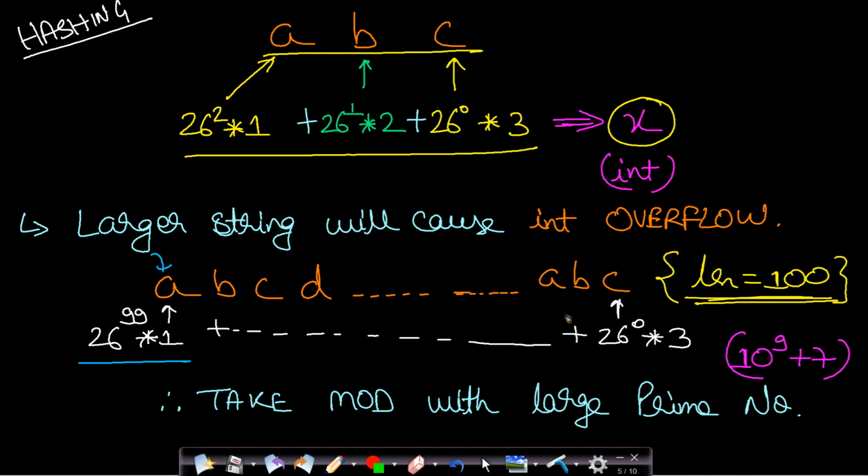Now in order to avoid overflow, that is, in order to wrap around your table size, you will have to take a mod value. In this case, we can take a mod of 10 to the power 9 plus 7. But it all depends on your table size, okay, and also on your hash function. Now take a mod with a large prime number.